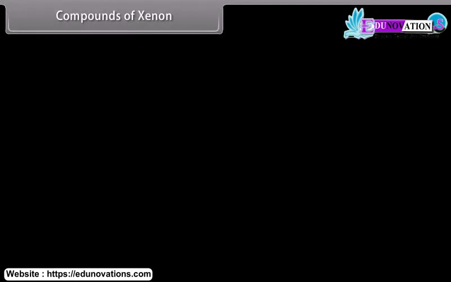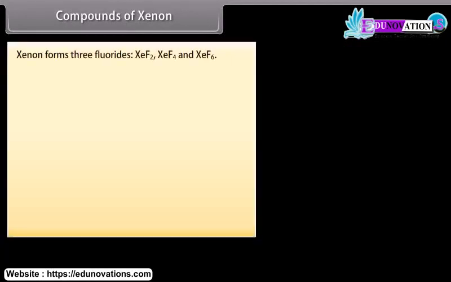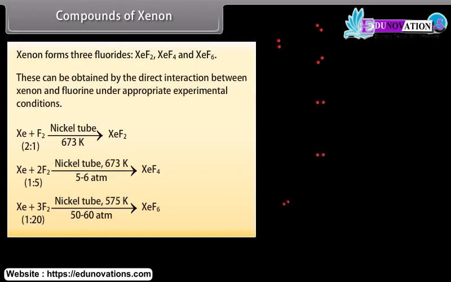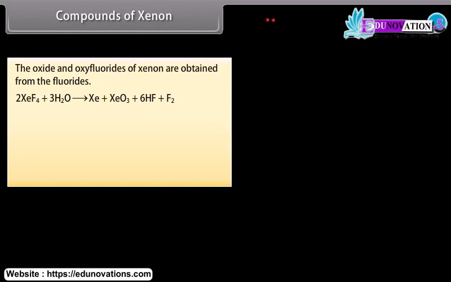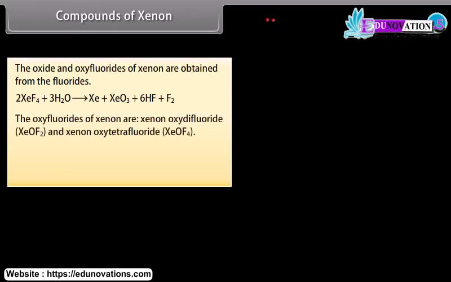Compounds of xenon. Xenon forms 3 fluorides, XeF2, XeF4, and XeF6. These can be obtained by the direct interaction between xenon and fluorine under appropriate experimental conditions. The oxide and oxyfluorides of xenon are obtained from fluorides. Xenon trioxide can be obtained by the hydrolysis of XeF4. The oxyfluorides of xenon are xenon oxydifluoride, XeOF2, and xenon oxytetrafluoride, XeOF4.